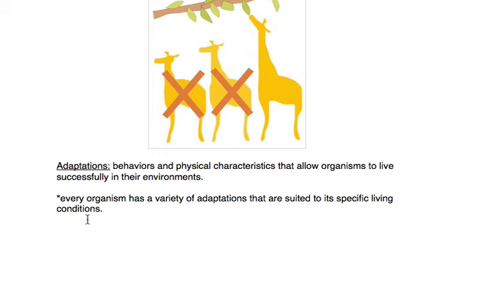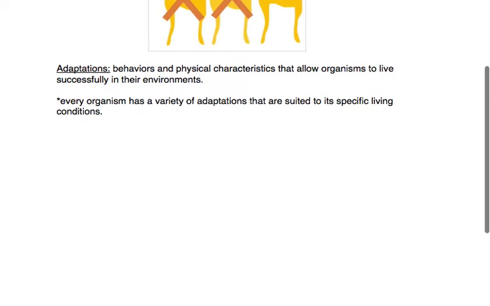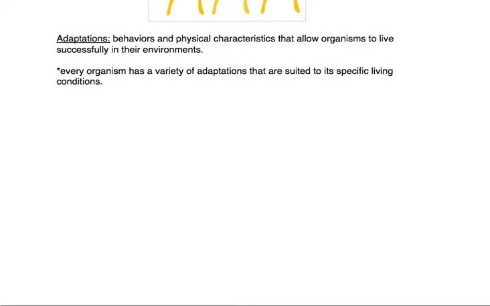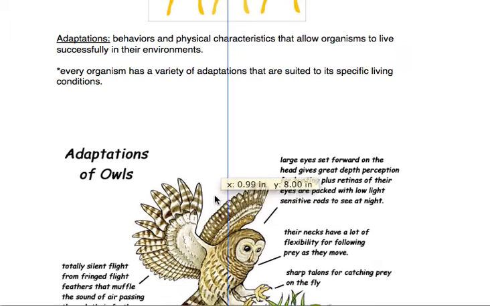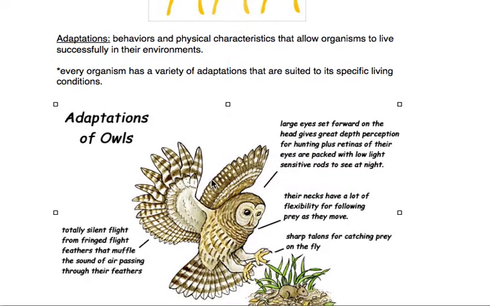So I'll give you an example, and the example I'm going to use is an owl. What are the adaptations of an owl? Well, an owl has large eyes that are set forward on its head to give it depth perception for hunting.